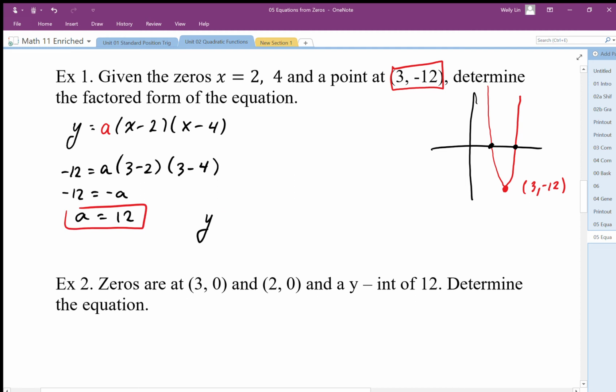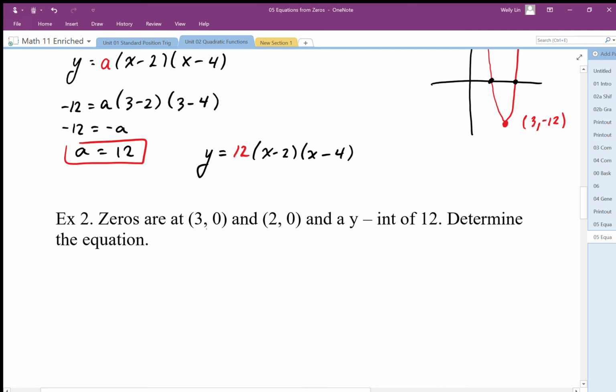So this is going to be equal to, that 12 was solved by using that point, by plugging it in. So our factored form is 12 times x minus 2, x minus 4. Okay, and if we don't solve for that a, we've only done half the problem.